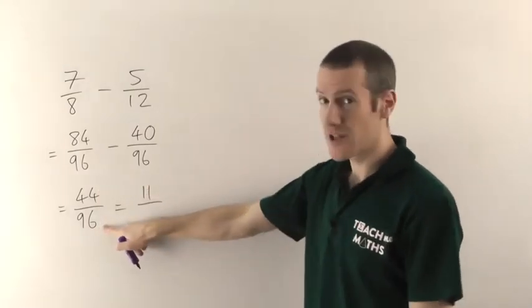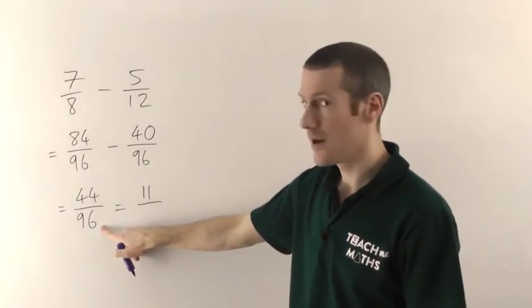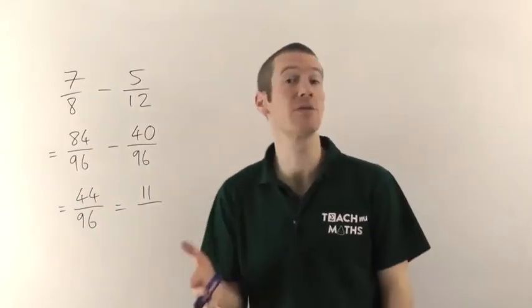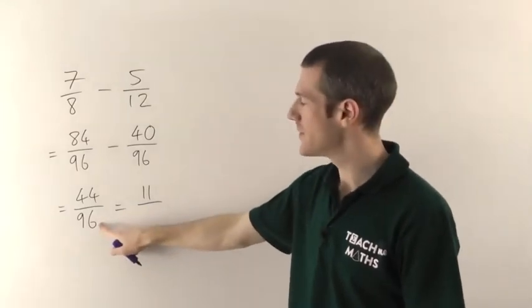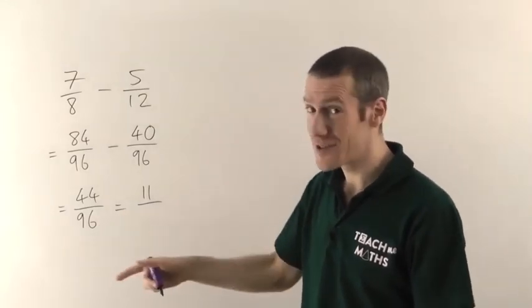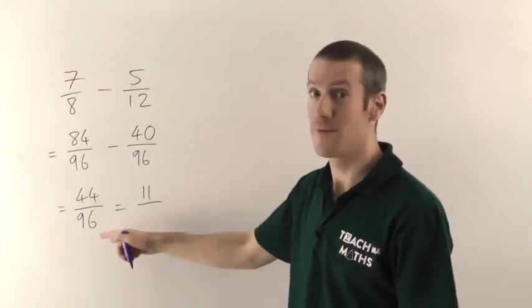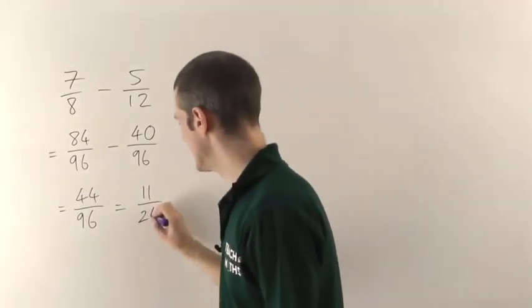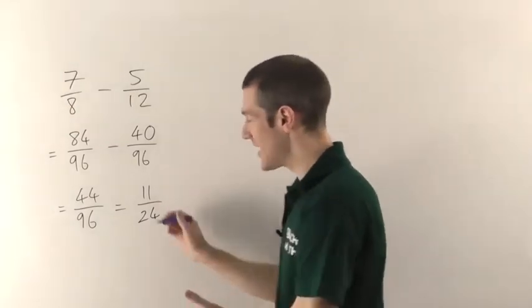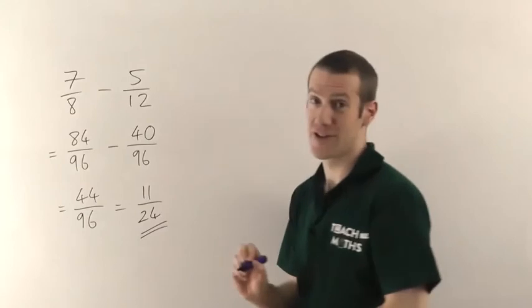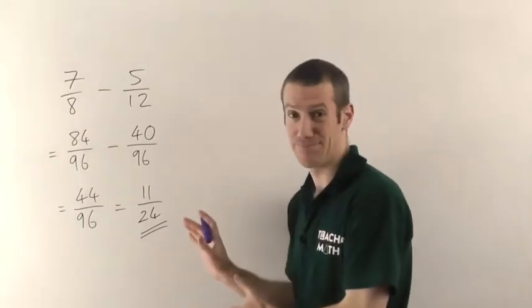And well, 4 is going to go into 100 25 times, because 4 times 25 is 100. And 96 is 4 less than 100, so that's going to go in 24 times. Yes, and you can probably see there, it works, you can do it, the answer is 11/24. But it's not much fun.